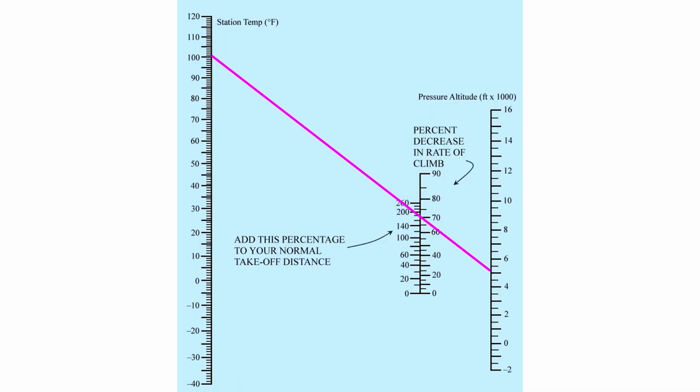In summary, the Koch chart is a nomograph that calculates a density altitude based increase in takeoff distance and decrease in rate of climb performance. The inputs to the Koch chart are station temperature in degrees Fahrenheit and station pressure altitude, which may be found by setting your altimeter to 29.92 inches or 1013 millibars.